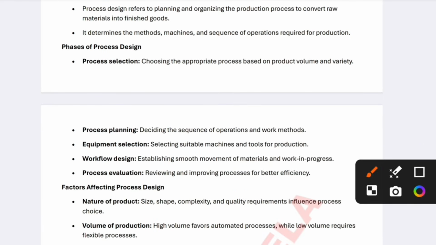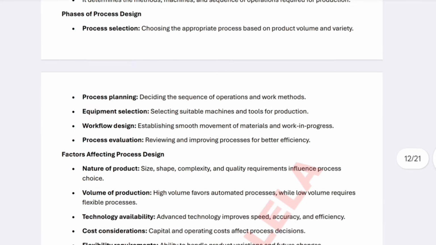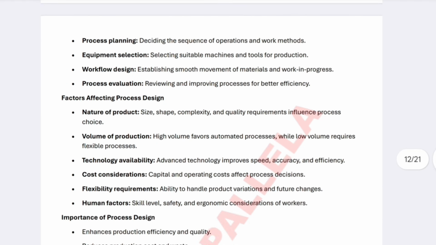First one is process selection, meaning selecting the process according to the volume and variety. Next one, process planning, then we need to plan according to the sequences. Then equipment selection, according to the tools and techniques, what equipment is used, according to that we need to choose that one. Next, workflow design and process evaluation will be there. So these are the things.